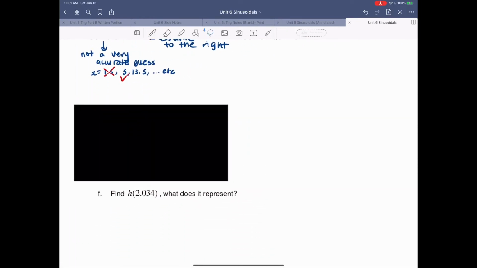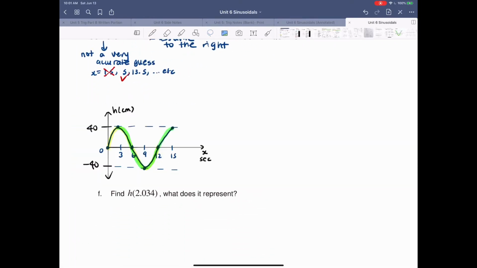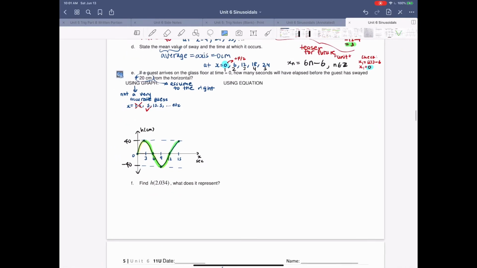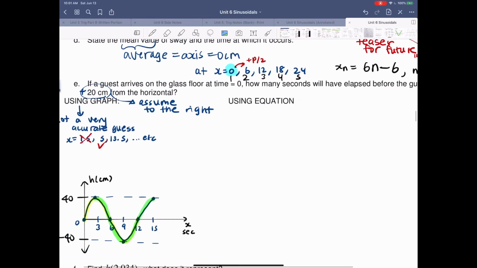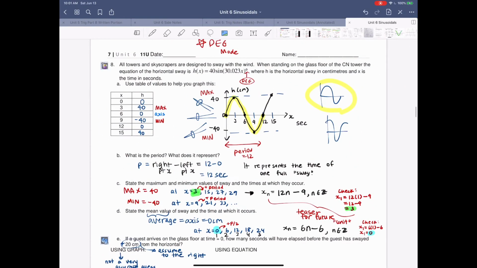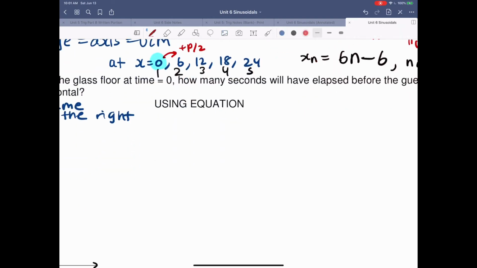So we're going to look back at the graph so I don't have to keep going back and forth. And this is our graph. And let's look at our equation. If we're using the equation, how can we arrive at the correct answer? So scroll up. That is our equation. So let's write it down. h at x is equal to 40 sine 30.023x with a degree sign.